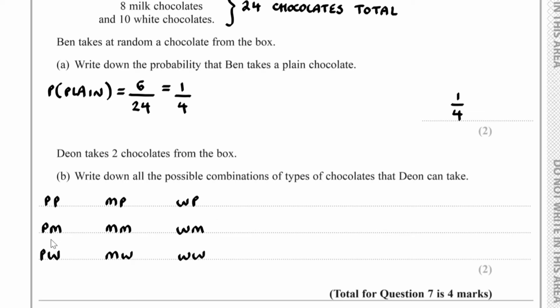But this is the same as this. This is the same as this. And this is the same as this. So here are all the combinations. We could have a plain and a plain, milk and a plain, white and a plain, milk and a milk, white and a milk, and white and a white.